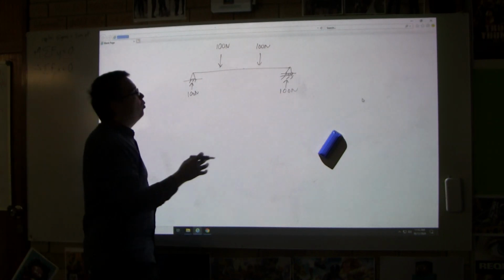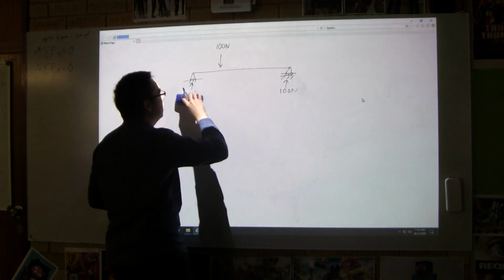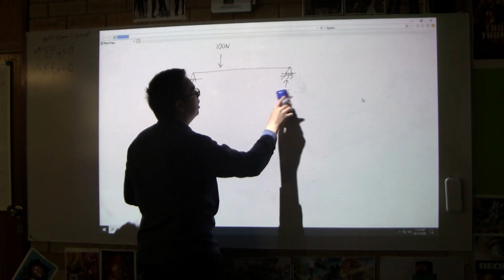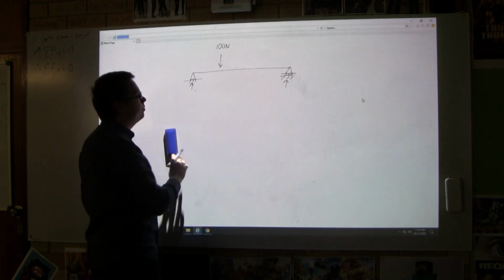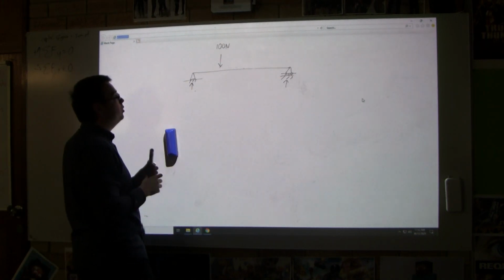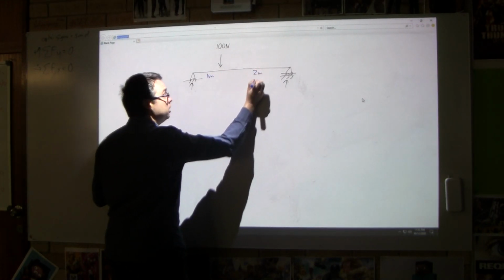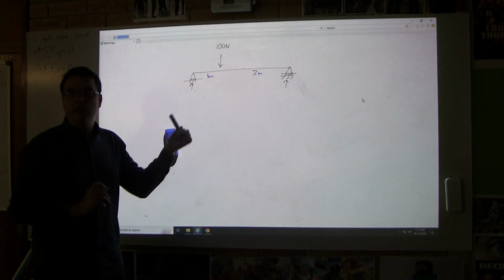Okay, what about if I get rid of this one now? Now it's getting more complicated. What do you think this is? 75. Oh, okay, well we've got a prediction. Okay, so I'm going to give you some distances. For the sake of this, I'm going to call this 1 metre and this 2 metres. So, what do you think this one's going to take?